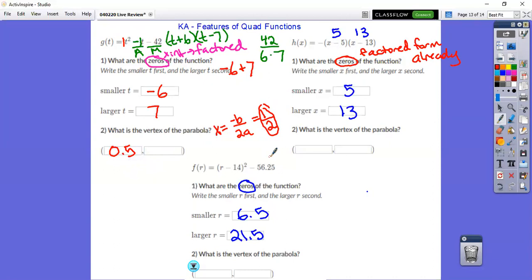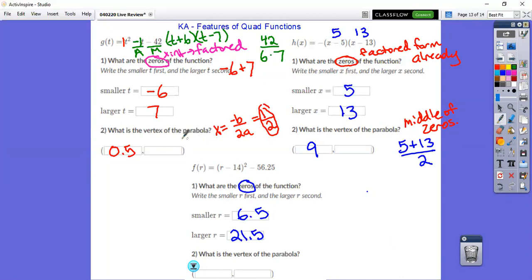Again, I'm going through all of the x values first. If it is in factored form, to find the x value of the vertex, find the middle of the two zeros. We already found these to be the two zeros. If you think about what I'm doing here, I could have done it over here too: the middle of negative 6 and 7 is also 1/2. But the middle of these two zeros, I'd take 5 plus 13 and divide that by 2. So 5 plus 13 is 18, divided by 2 is 9. So the x value of my vertex is 9.